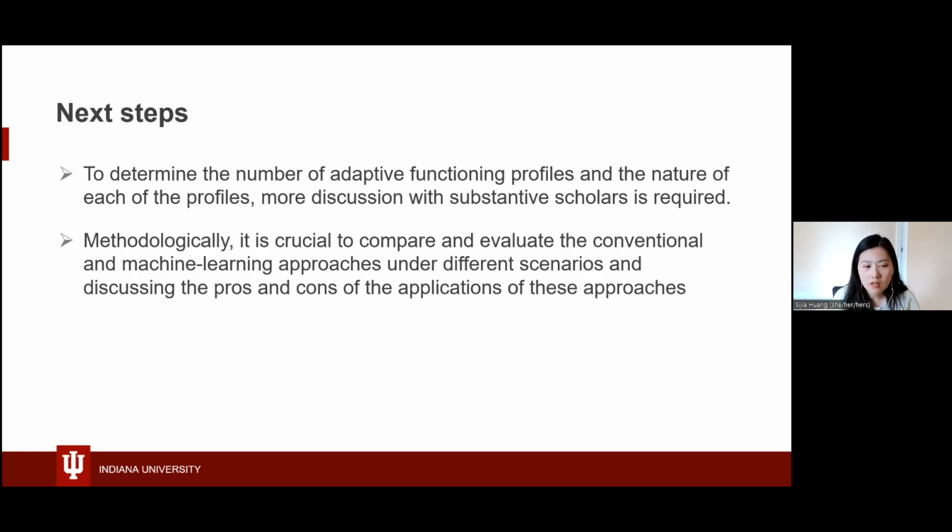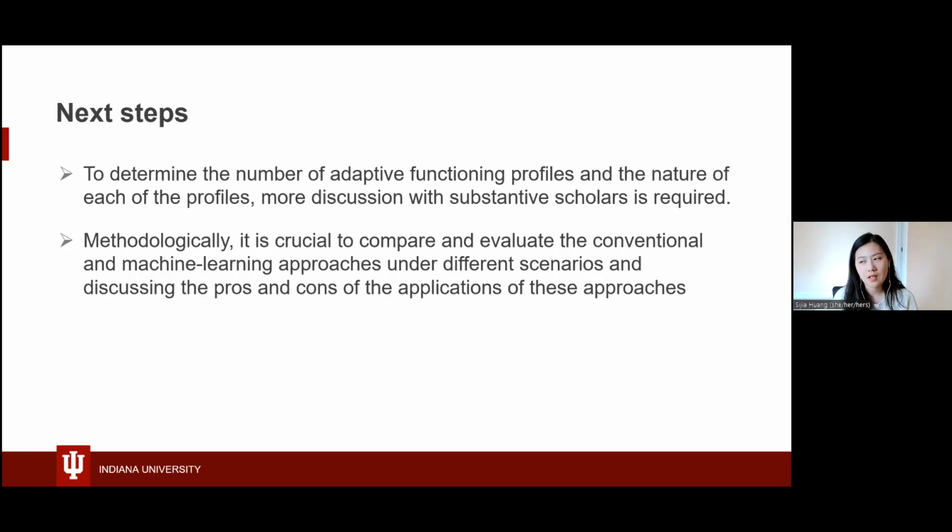And from a methodological perspective, it's going to be crucial to compare and evaluate this conventional model-based classification approach and the machine learning-based approach under different scenarios. For example, a different number of clusters, a different number of categories, and also different sample sizes, so that we can have a better picture, or say guidelines, regarding when to use what approach.